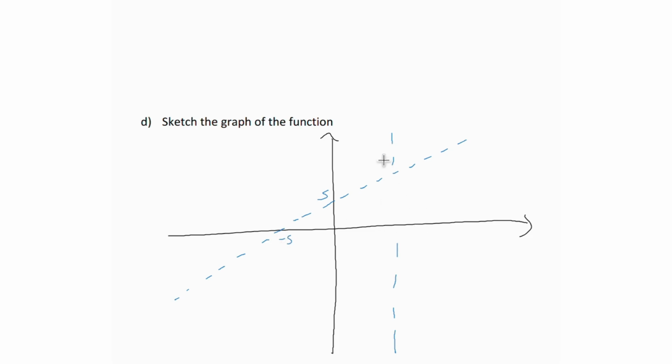I think let's try and get the scale a little bit better there. If that's minus 5, then 2 is going to need to be a little bit closer. Let's say 2 is about there instead. Make the scale a little bit more accurate.